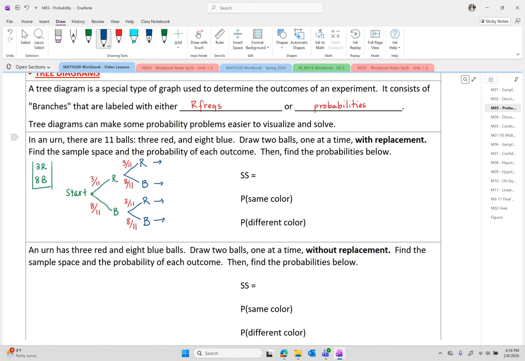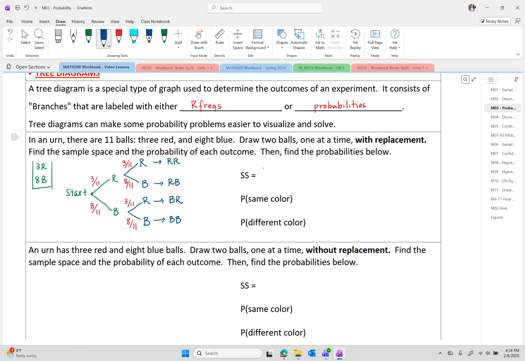Leaves of the tree are the last outcomes possible after the last repetition of the experiment. The way to get to the top R would be from the start to get R first and R second. The way to get to the second row that says blue would be to go to R first and blue second. The way to get to the next R would be to pick blue first and then red second. And the way to get to the bottom, blue, would be to get blue first and blue second.